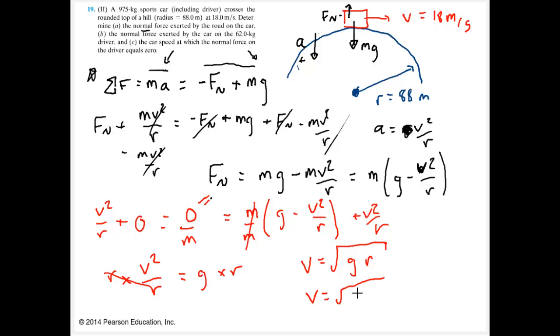So that velocity is going to be 9.8 multiplied by 88, square root of that guy. It's going to be 29.4 meters per second. Again, that is the speed where the normal force is equal to 0, or where you're feeling essentially weightless. Problem number 38, pause for a second and read it.